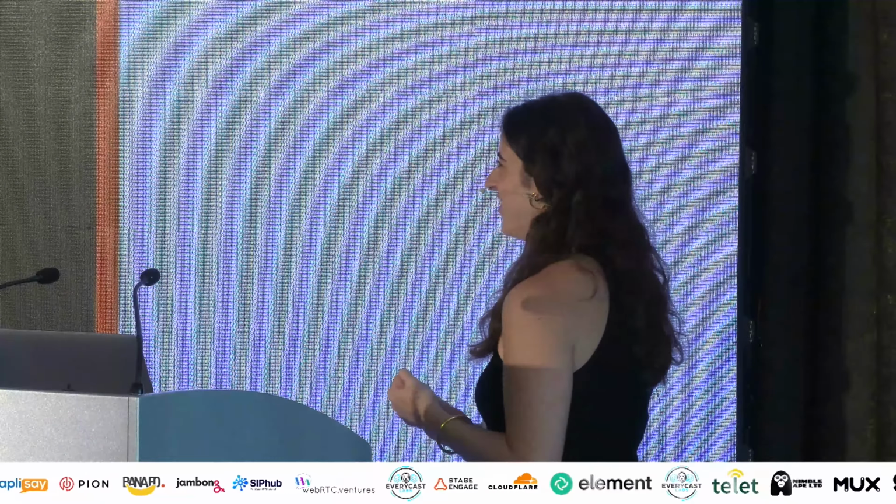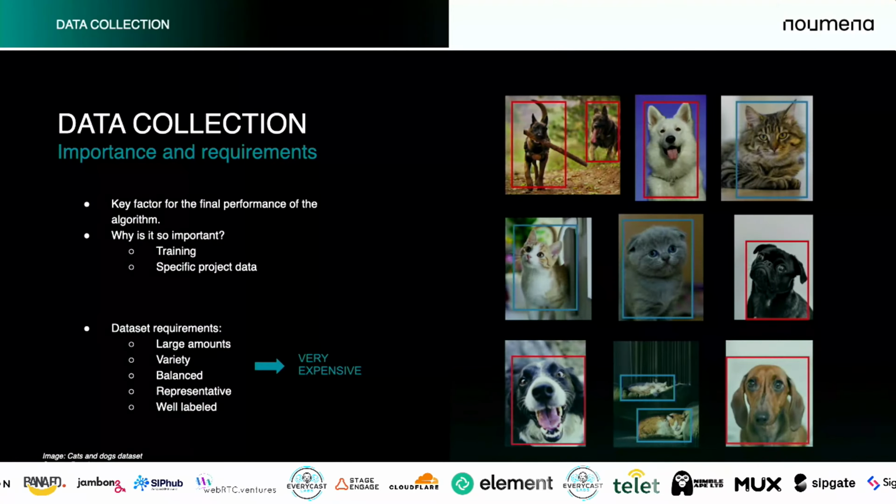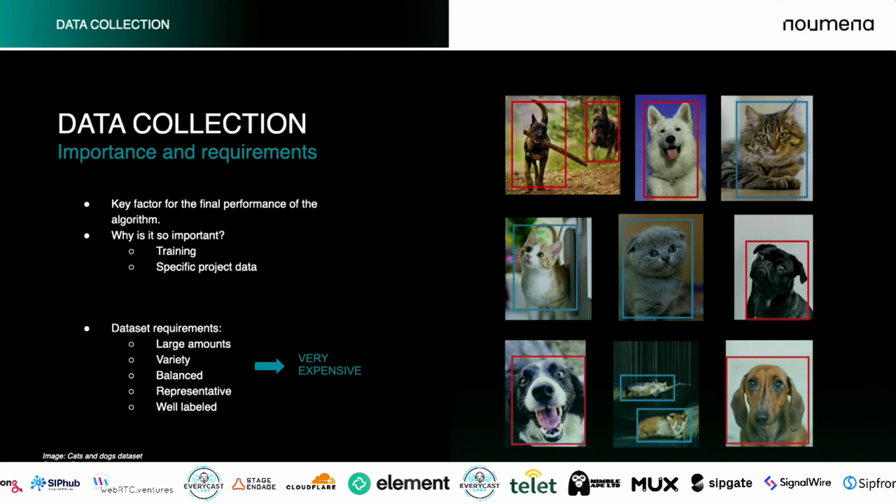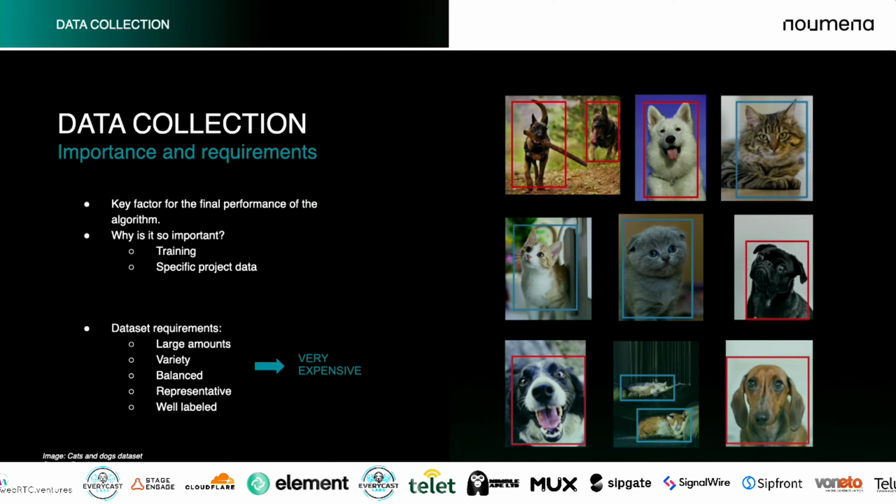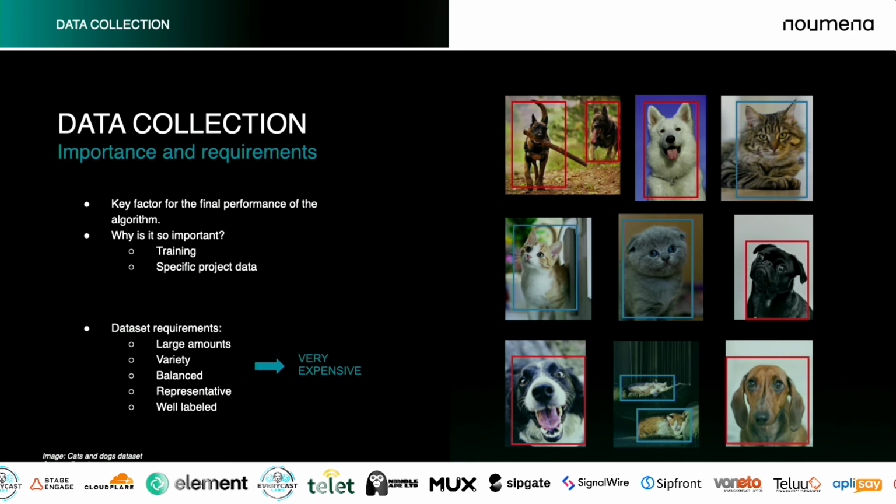What else? You need the data, of course, to be representative. If I input to the algorithm images of dogs that are dressed up like persons, it's not going to understand that this is a dog. And of course, you need the data to be labeled. Labeling means that you need to tell that this is a dog and this is a cat. Okay.